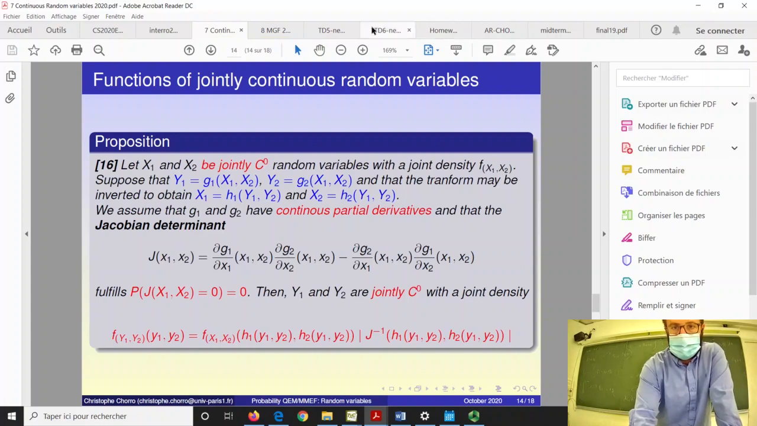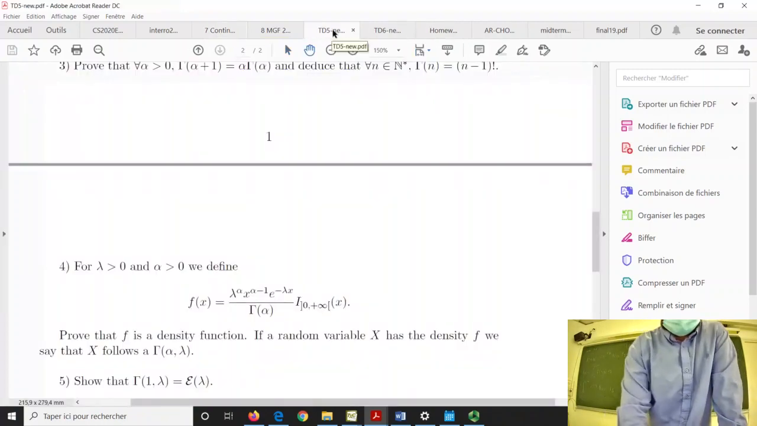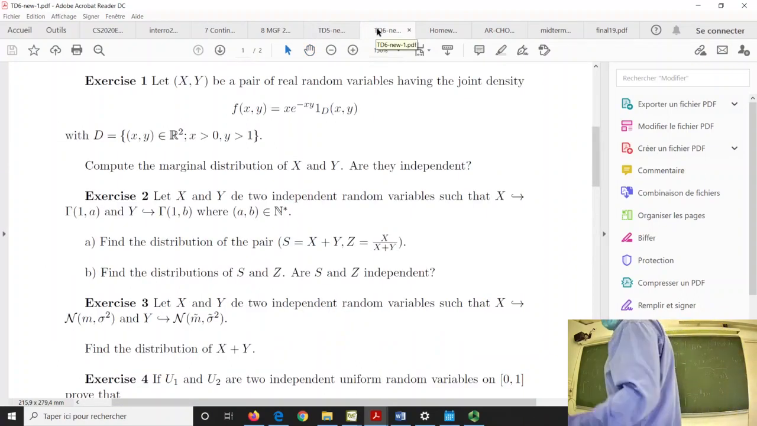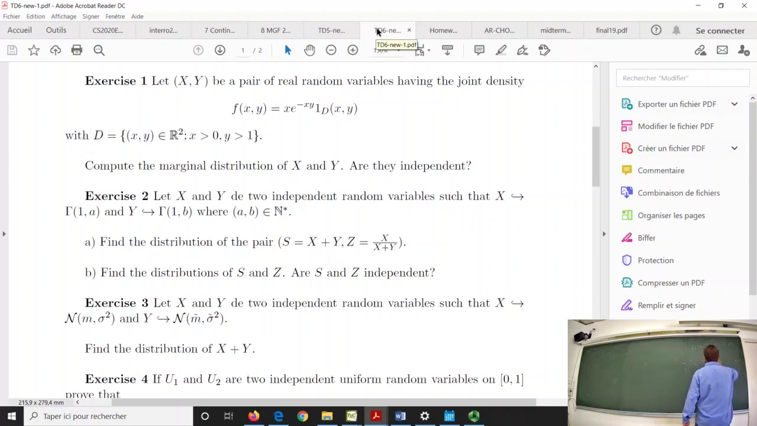So what is exercise 2 of list 6? It's this one. There is a mistake I mentioned to you in the statement. In fact, part of the exercise was already done together using the moment generating function, but whatever. Here I want you to use proposition 16. Exercise 2 of list 6. So what is my situation here? I start from two independent gamma variables. I have.